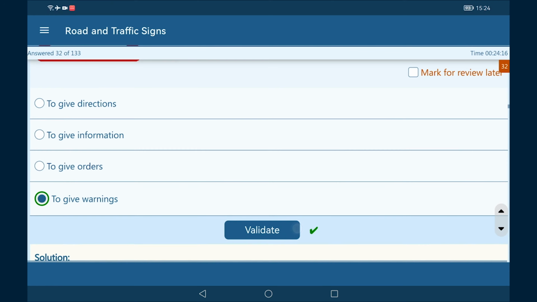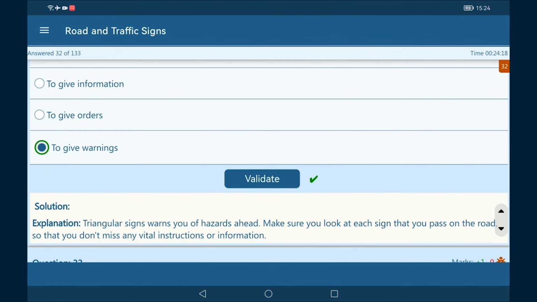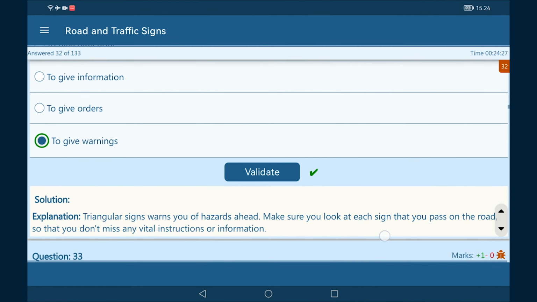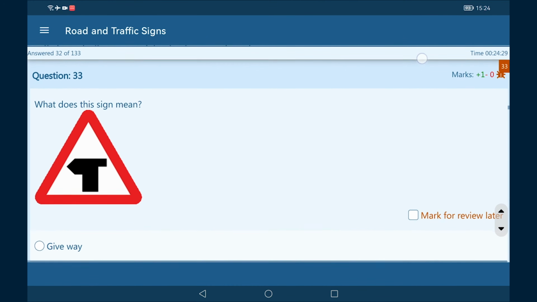Explanation. Triangular signs warn you of hazards ahead. Make sure you look at each sign that you pass on the road so that you don't miss any vital instructions or information. Question 33. What does this sign mean?